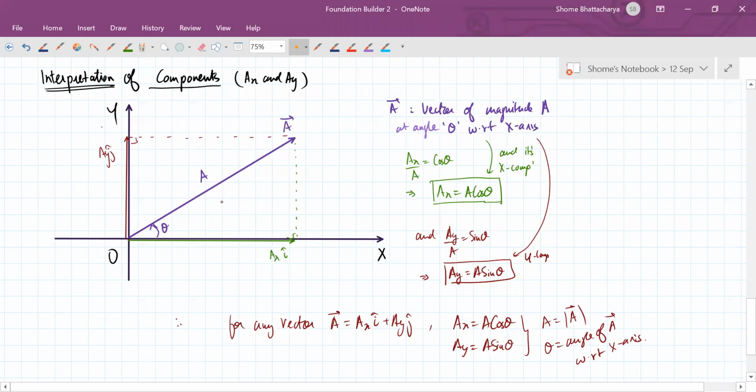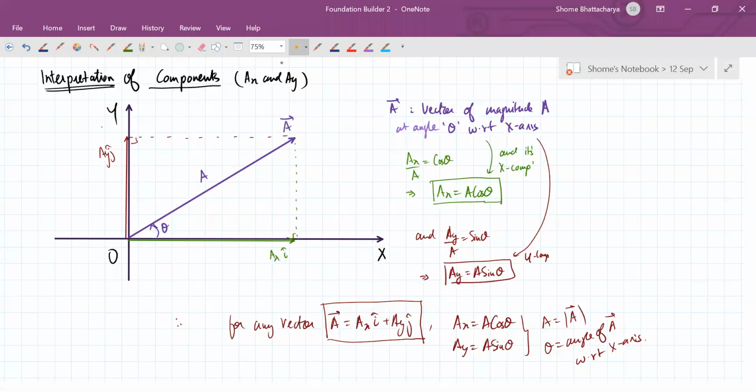Which x-axis? My coordinate frame's x-axis, because this formula has been written with respect to that coordinate frame. So whatever the x axis of that coordinate frame is, the angle of vector A with respect to it is theta. So the x component becomes A cos theta and the y component becomes A sin theta. So just make a note of this. Okay. So this is the most important thing to understand.